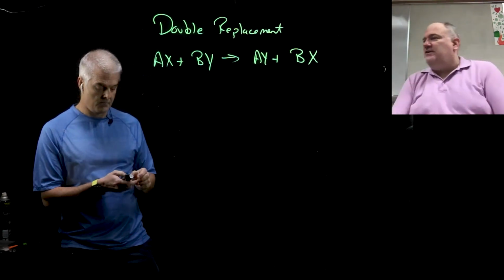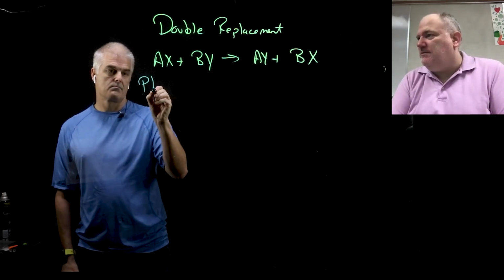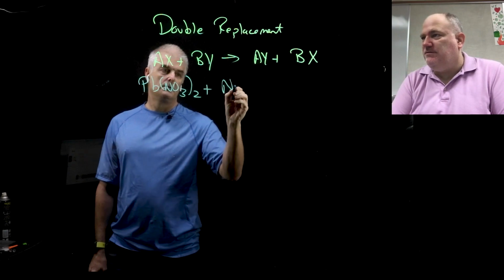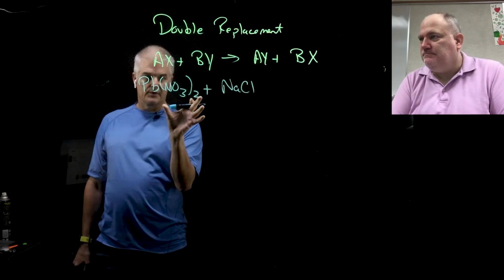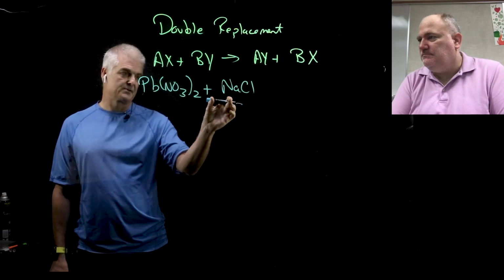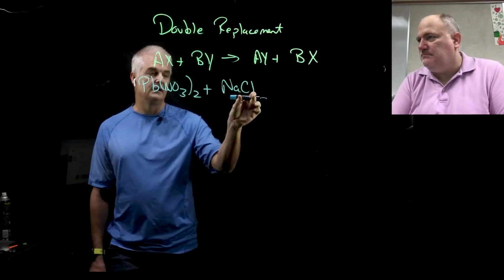Yeah, so let's try lead 2 nitrate plus sodium chloride. And both of these are aqueous, as you're going to see in the next little video. So as a note, this is important. I'm doing these in my head. Pb is a +2, nitrate has a -1 charge. That cancels out. Sodium +1, chloride -1.